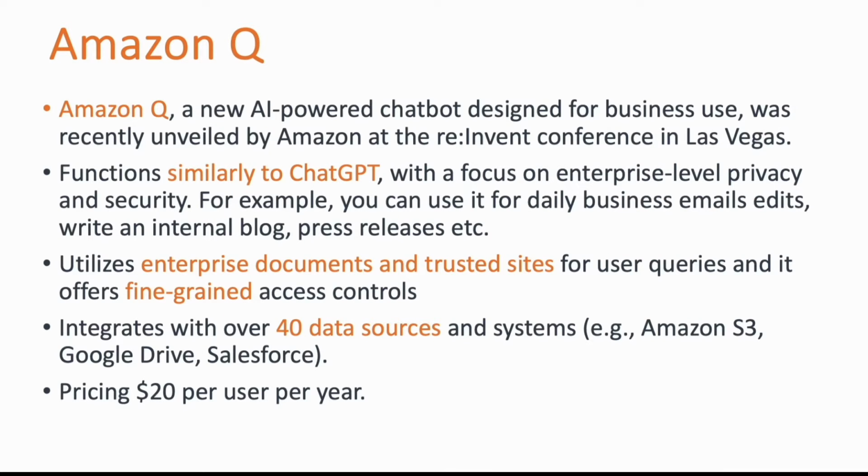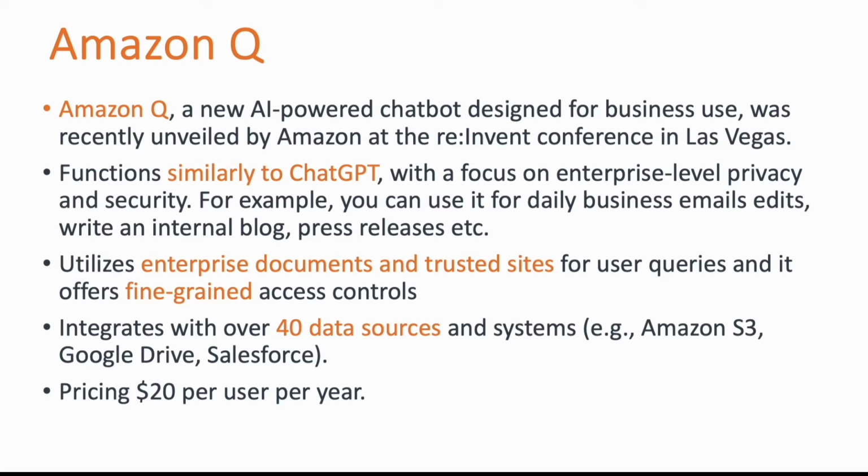It's an AI-powered chatbot designed for business use, unveiled by Amazon at reInvent conference in Las Vegas. It functions similar to ChatGPT with focus on enterprise level privacy and security, which means you can deploy this application into a VPC and keep it secure, encrypt your data, and use some of those internal documents, emails, and if you want to write an internal blog, this is one of the applications that you can use to help or assist you through the process.